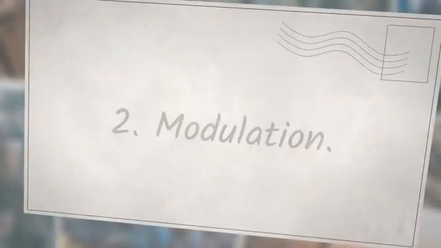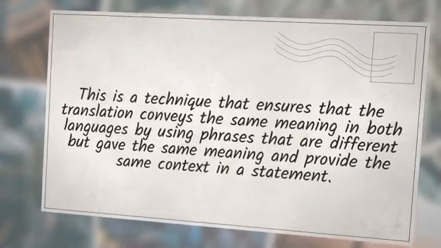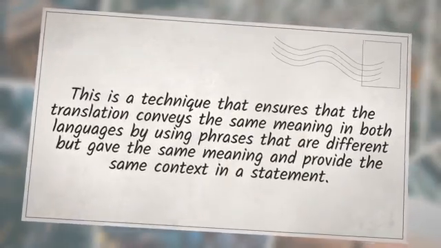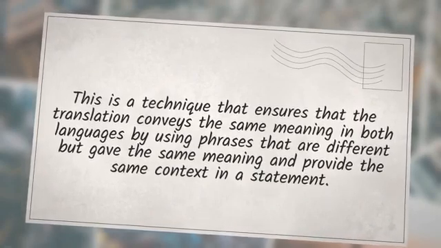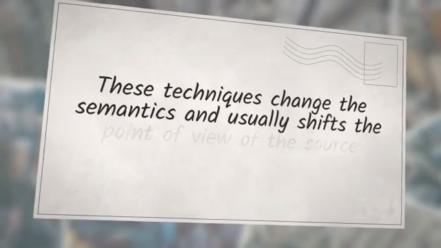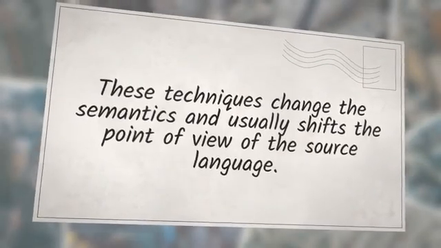2. Modulation. This is a technique that ensures that the translation conveys the same meaning in both languages by using phrases that are different but have the same meaning and provide the same context in a statement. This technique changes the semantics and usually shifts the point of view of the source language.